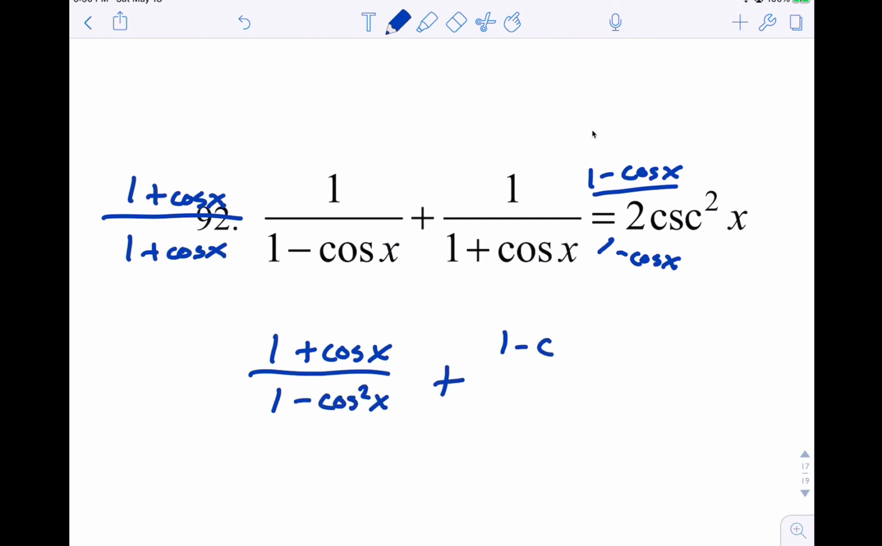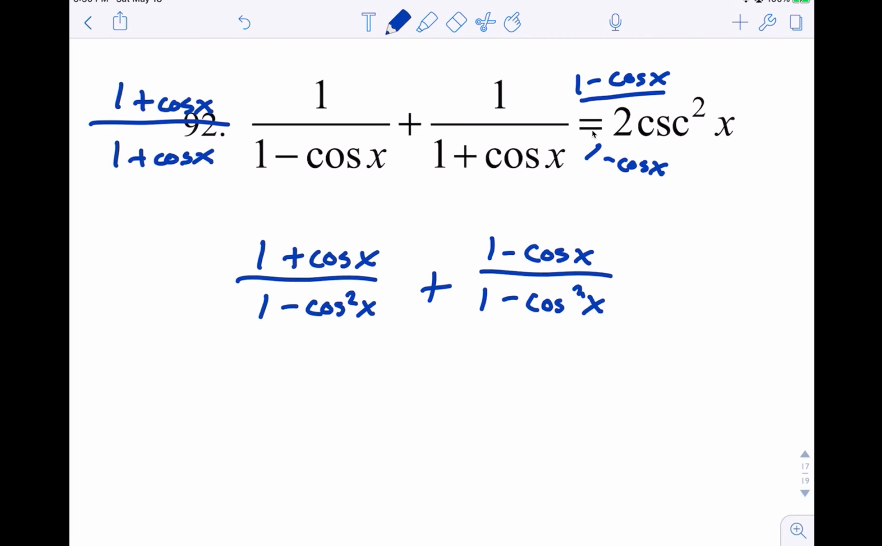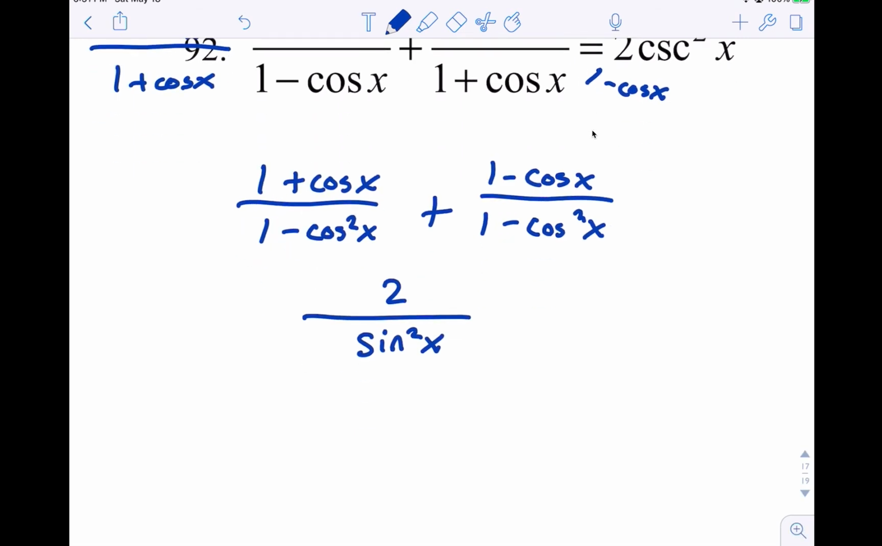Plus 1 minus cosine over 1 minus cosine squared. Now if I put my numerators together, the cosine terms are going to cancel, just leaving me with 2. And then 1 minus cosine squared I know is sine squared. And then 2 over sine squared is the same thing as 2 cosecant squared.